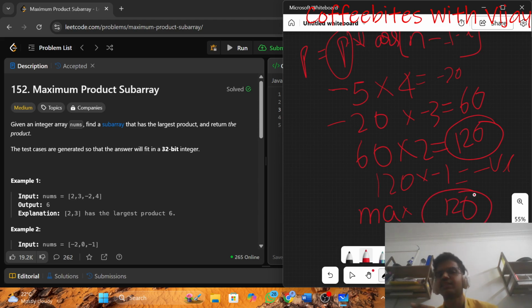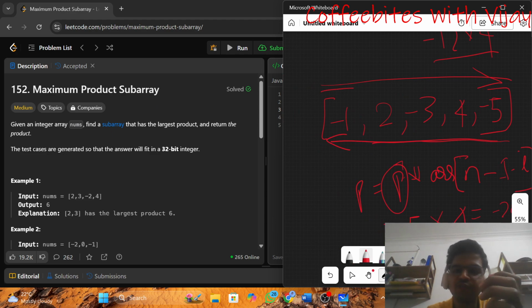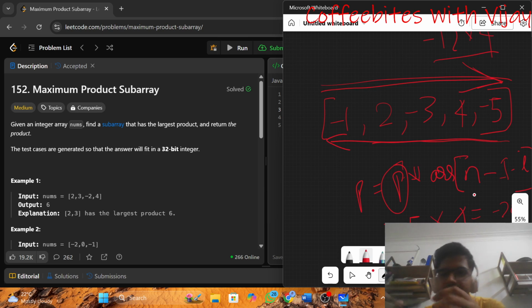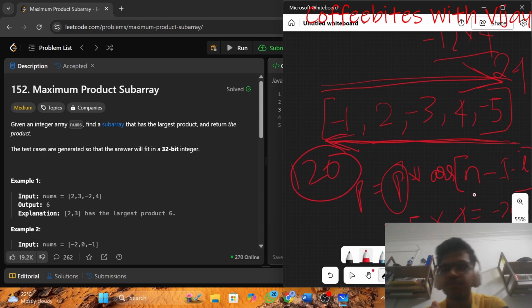Guys, in the previous case where I did the multiplication from left to right, that gave me 24 as the maximum value. But if I multiply from right side to left side, then that gave me 120 as the maximum value. So guys, it is important, whenever we solve any problem, we have to solve it for different test cases.